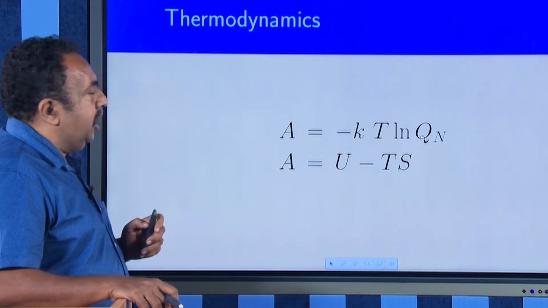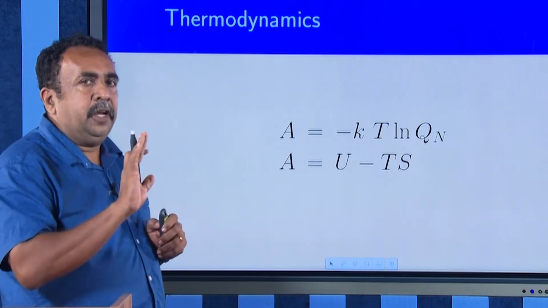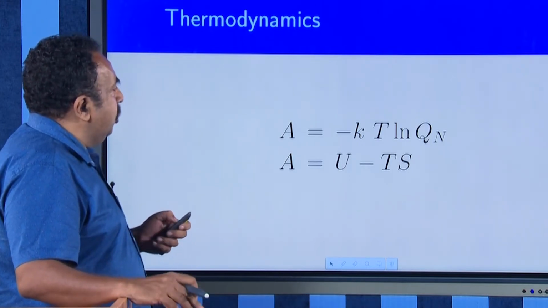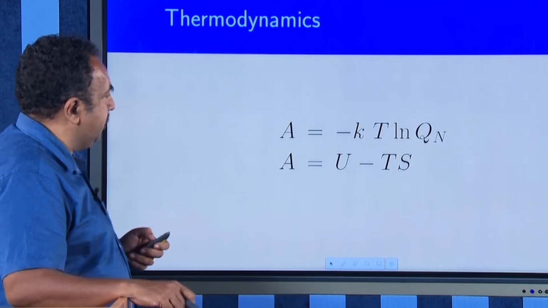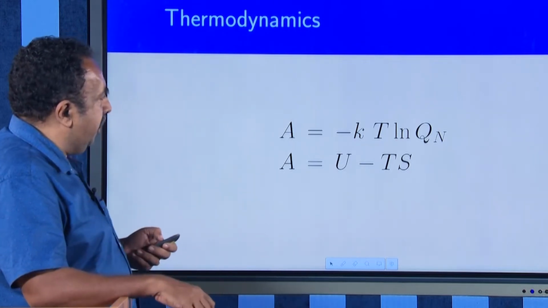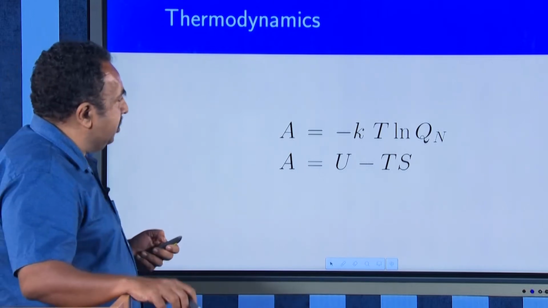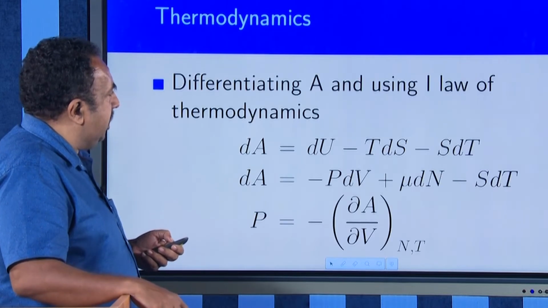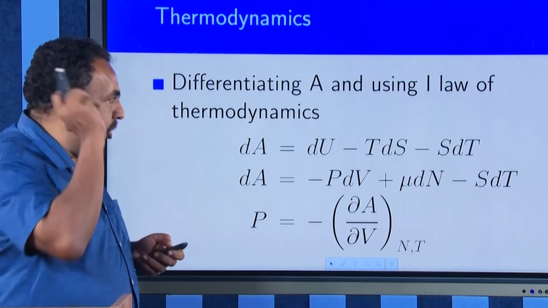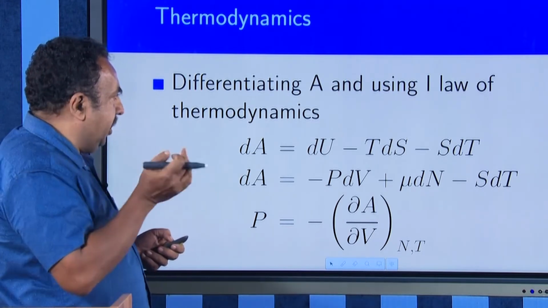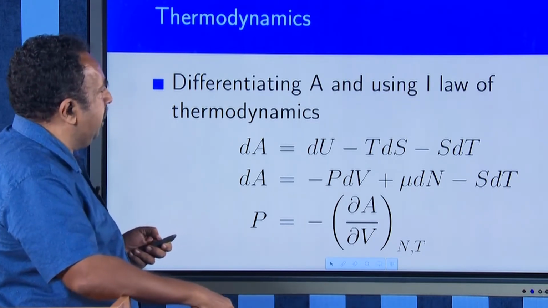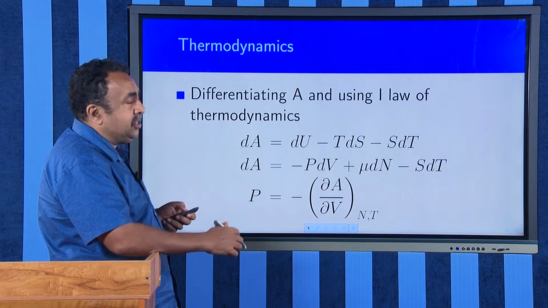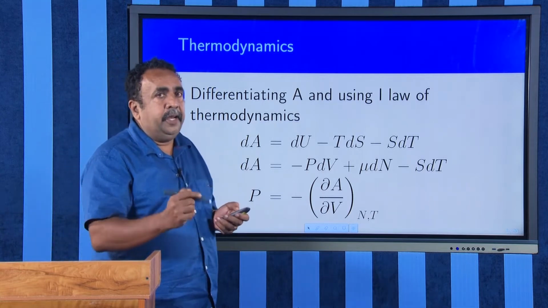A is equal to minus kT log Qn, where Qn represents the partition function for n particles. Now, from A, we are going to obtain all other thermodynamic quantities. A is the Helmholtz free energy, and from thermodynamics we know that A is equal to U minus TS. Now, you can differentiate this expression for A, so dU and the TS you can differentiate. Taking the negative sign outside, you will get minus TdS minus SdT. In that you have to substitute TdS is equal to dU plus PdV minus mu dN.